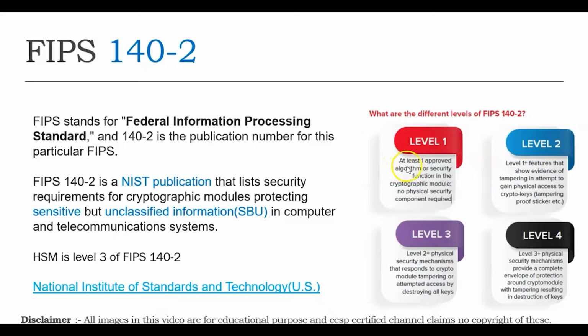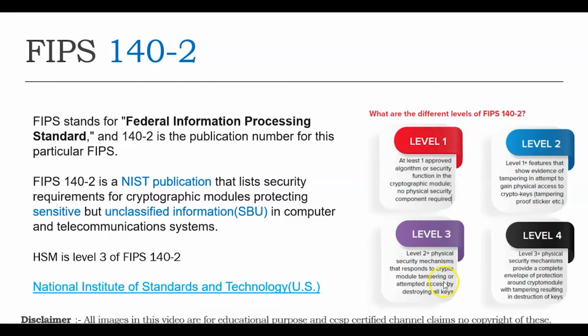Level 1 requires that at least one approved algorithm is used, and there is no physical security in level 1. So if any module uses at least one approved cryptographic algorithm and there is no physical protection, then it is level 1. In level 2, there is tampering evidence collection also. If someone tries to make changes or manipulate the device, evidence is collected, but there is no resistance in level 2.